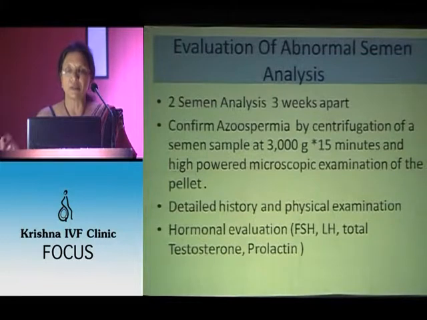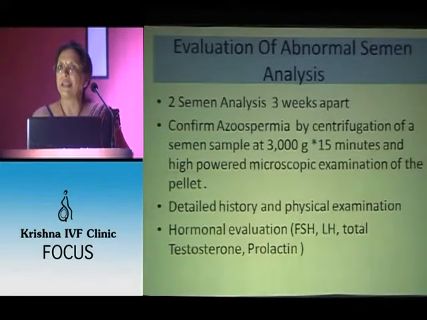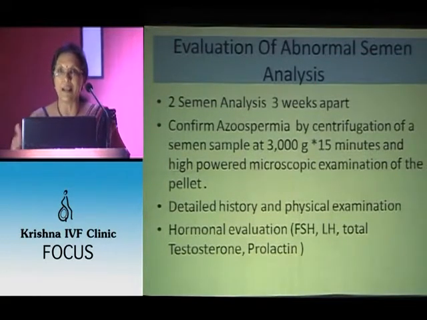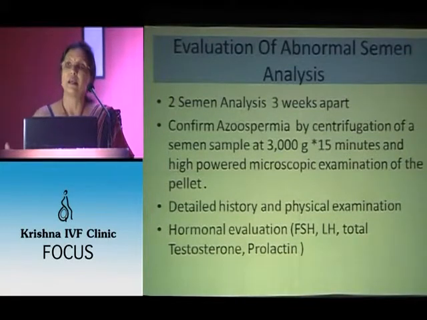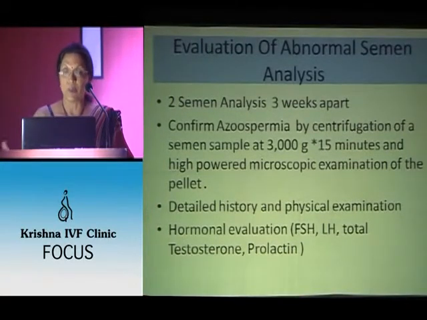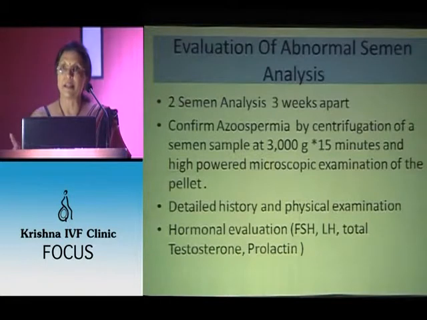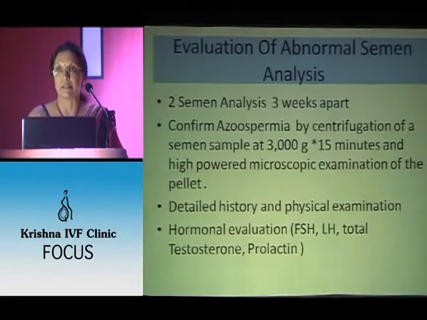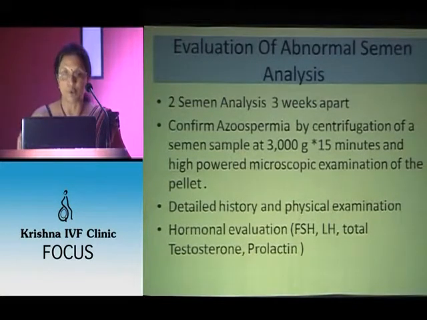For the clinician, do another semen analysis. It was very nicely stressed in our first lecture that one analysis is never enough. If there is azoospermia, we confirm it again by centrifuging the sample at 3000 g for 15 minutes, and doing a high-powered microscopic examination of the pellet which we get on centrifugation, and see whether it has sperms or not.